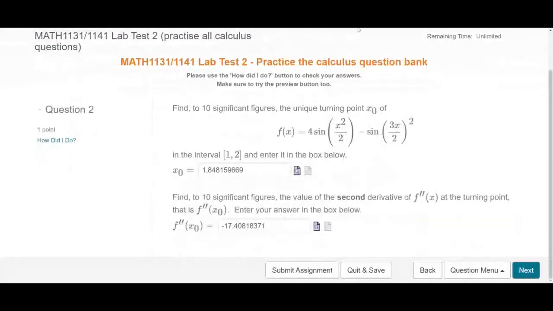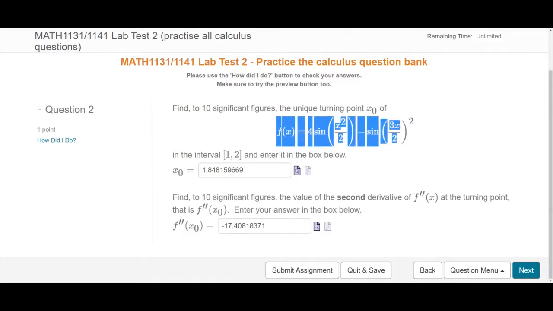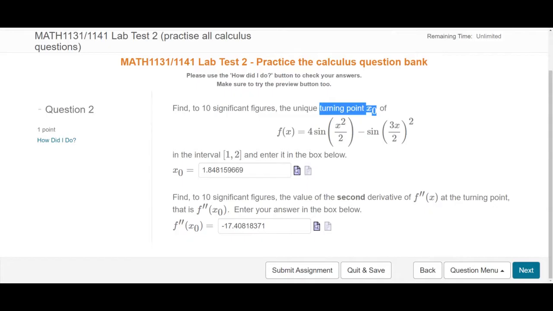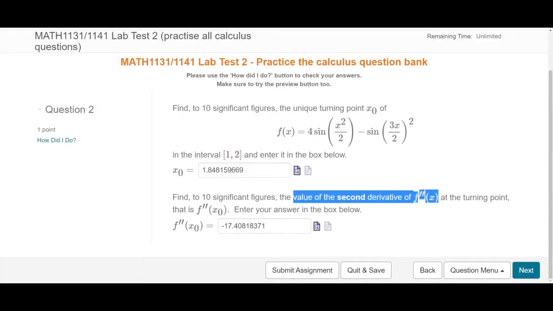Okay. So this is a question that a few people have asked me about today. And so I thought I'd do it. It's very similar to the previous example, right? So let me scroll down here on my Maple and we can have a look at it. Okay. All right. So you've got, again, a function. Find the turning point, so when the derivative is 0, in this interval. Okay, so let's do that first and then find the value of the second derivative at the turning point.